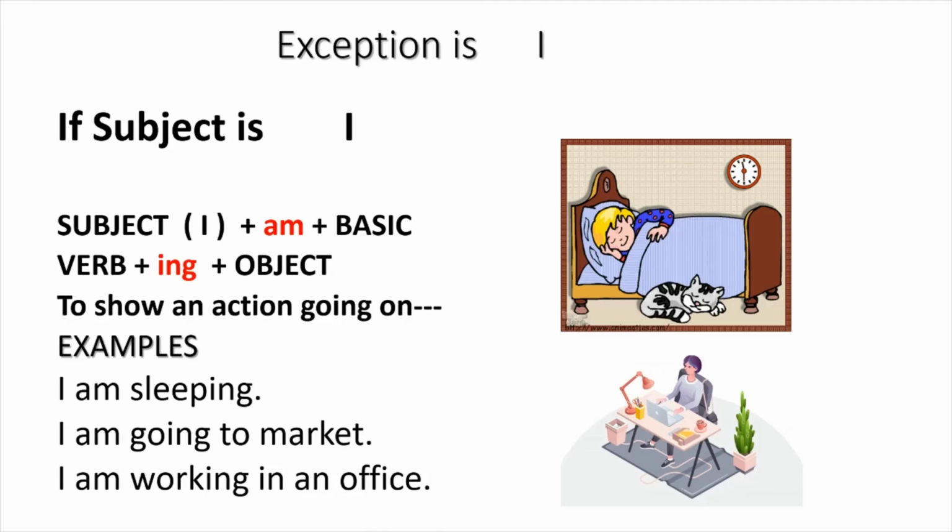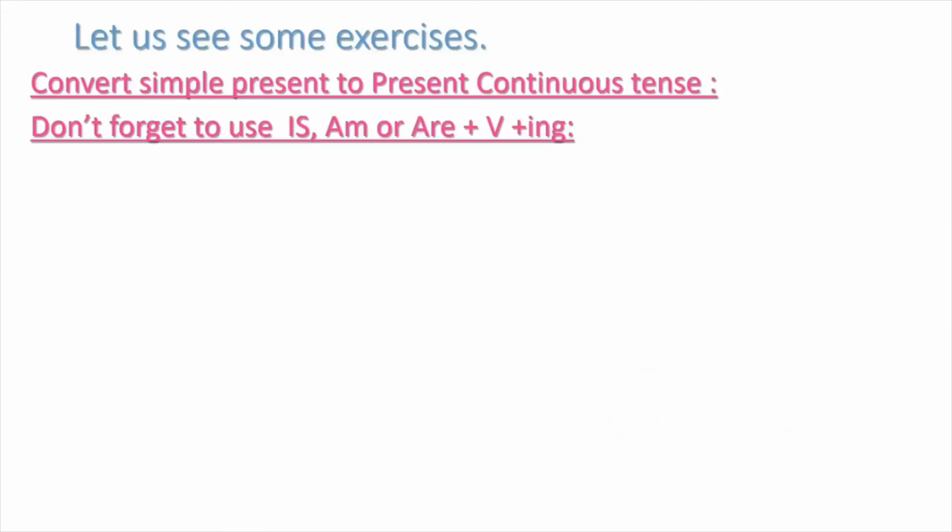I remind you that is, am, are are also called auxiliaries, helping verbs. Okay, let's do some exercise. You have to convert simple present tense to present continuous tense. Don't forget to use is, am, or are plus verb plus ing.